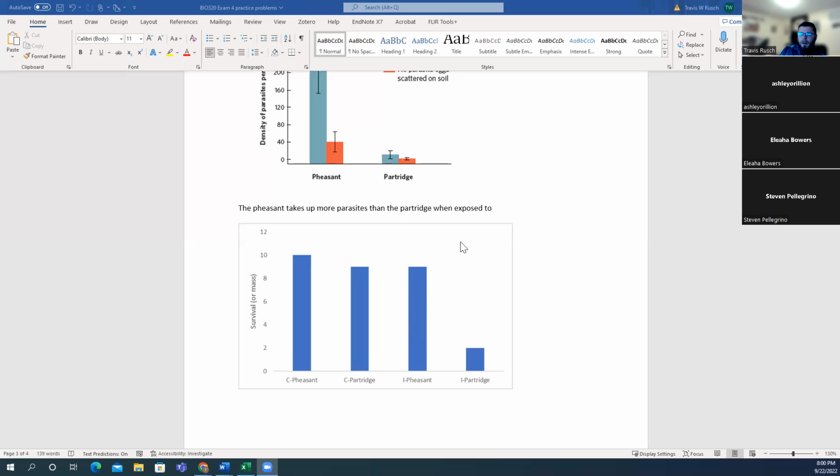Disease would probably fall under parasite, but it's possible that it could be a disease too, right? If in one area there's no disease, they do equally well. In another area, they both pick up the plague and the partridge does really poorly with it, but the pheasant does well. So I could see an argument for disease working.